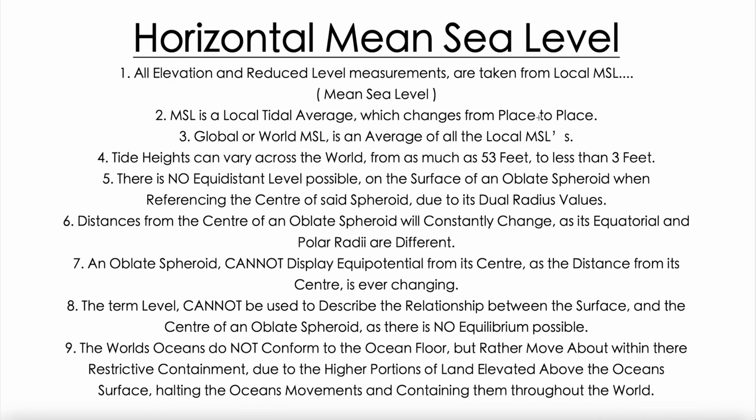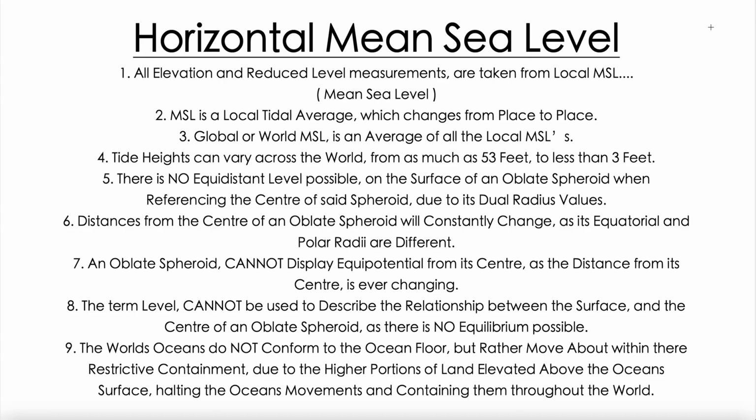So I have some things written here, and I'll explain them. So horizontal mean sea level. Number one, all elevation and reduced level, that was what RL meant, sorry, earlier. All elevation and reduced level, which means, as far as I remember correctly, below sea level. Measurements are taken from local MSL, mean sea level. So all elevations and reduced level measurements are taken from local mean sea level, which is the average between mean high and mean low tide, right? And it's local, so it's a local situation.